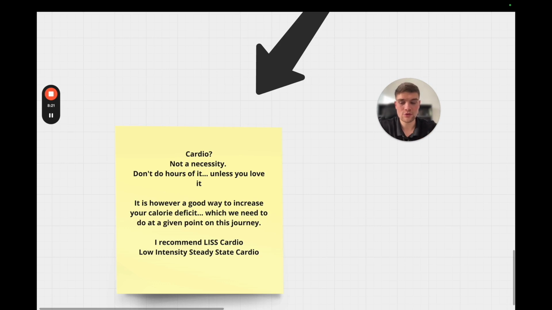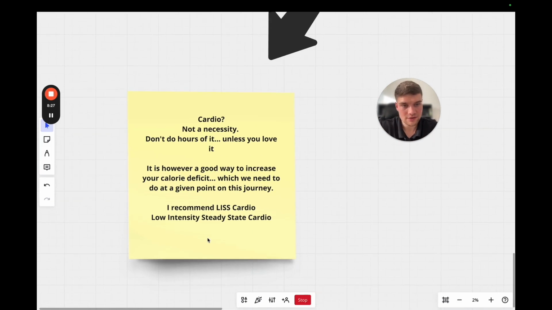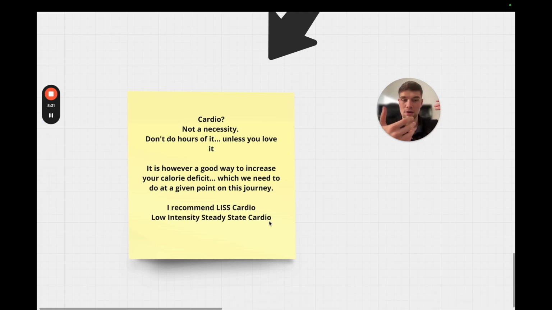So what we would need to do to actually increase the deficit is by reducing more food or adding in some more cardio, some low intensity steady state cardio. Because if you add an additional maybe 200 calories per day of cardio, so you're burning an additional 200, that's going to bring 200 calories off of your total calories for the day, and that's going to increase your calorie deficit. So you can increase your deficit by doing more cardio, more steps, or by reducing food, but I would only really use cardio as a tool when actually necessary, okay?